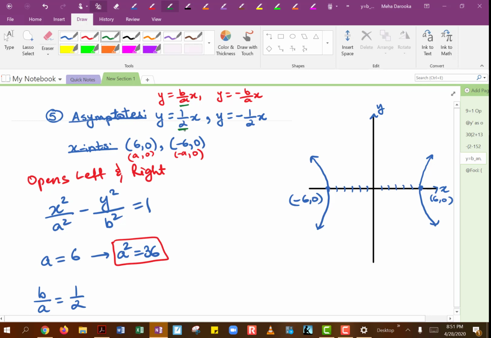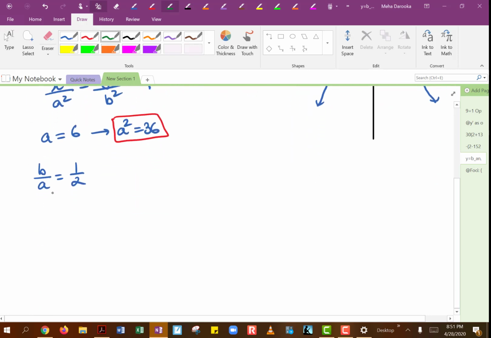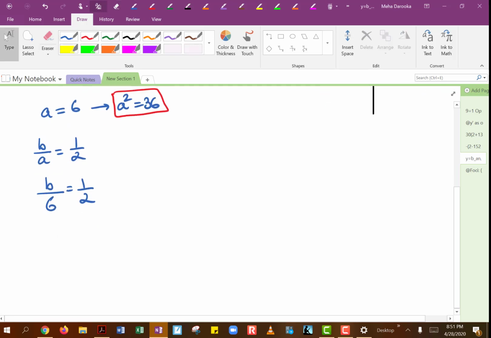So that's where I'm getting this idea of b over a equals 1 over 2. Now we know the value of a is 6, which is coming from our intercept. So you can write a as 6, and this will of course equal 1/2. And solving this proportion, you can come up with the value for b by cross product. So you will end up getting b times 2 is 2b, 6 times 1 is 6, divide both sides by 2, and you end up getting b equals 3.